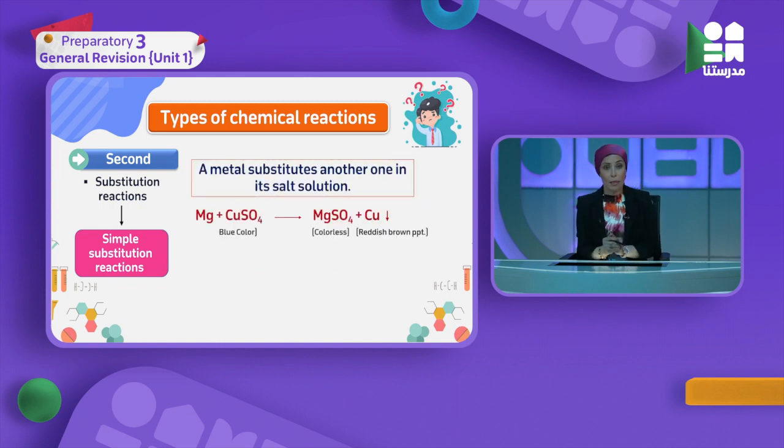This is the first type of metal substitution. The second type is magnesium with copper sulfate. Here two elements can substitute each other. My note: if the magnesium is located above the other one, or stronger than it. Here, magnesium and copper, which is stronger? Magnesium, because it is located above it, so it can replace it. Yes, it will expel the copper outside as you see here and replace it in the chemical reaction. It gives me magnesium sulfate, which is colorless, and copper comes out as a reddish brown precipitate.